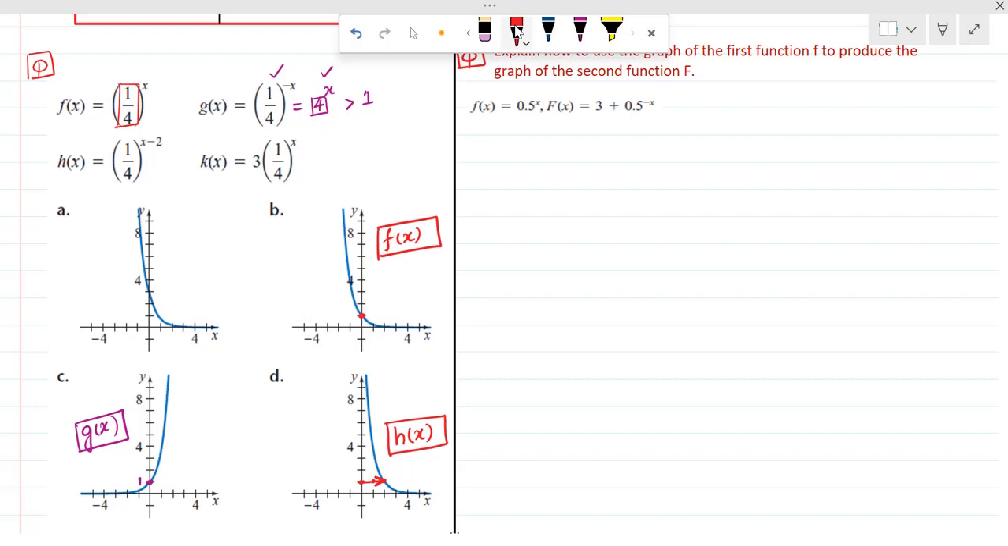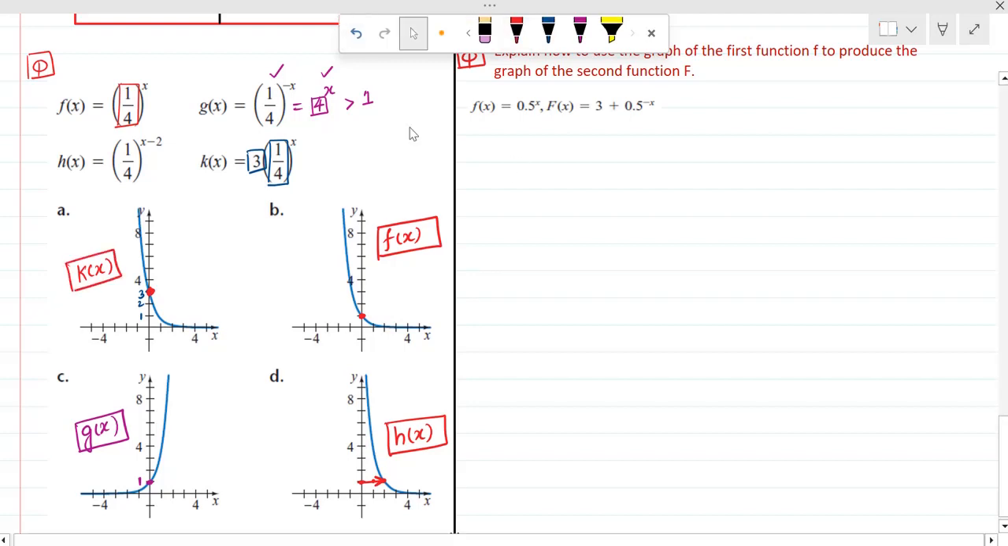Now the last one, k of x, is 3 times. It stretches the graph by the factor 3. So if you see this one, this is a decreasing function. Why decreasing? 1 over 4, which is less than 1, decreasing, and it is stretched by the factor 3. So this is my k of x. So we are matching the correct function with the graph.